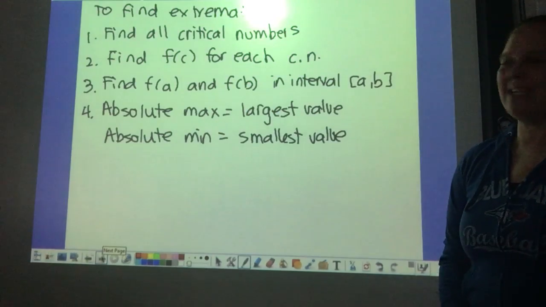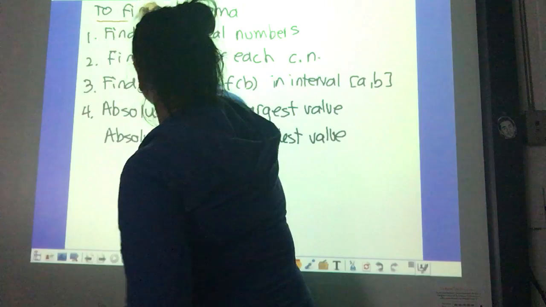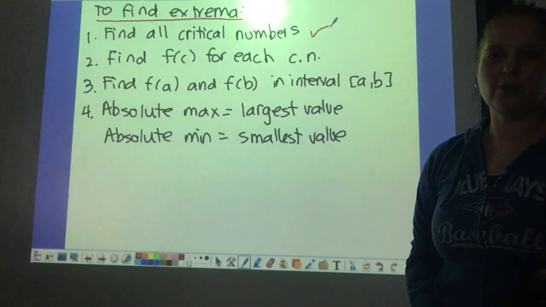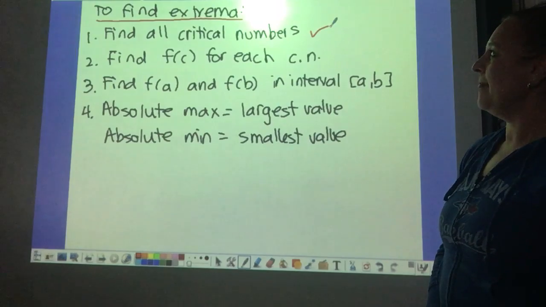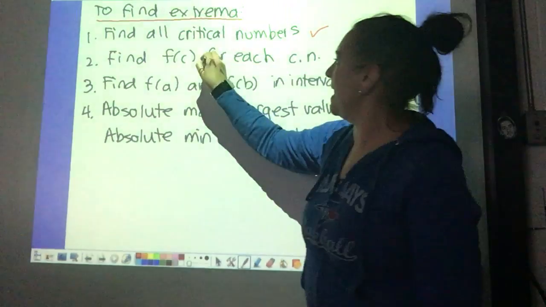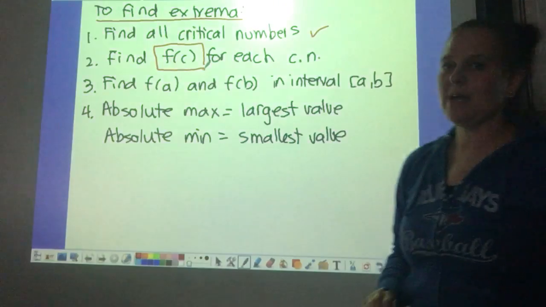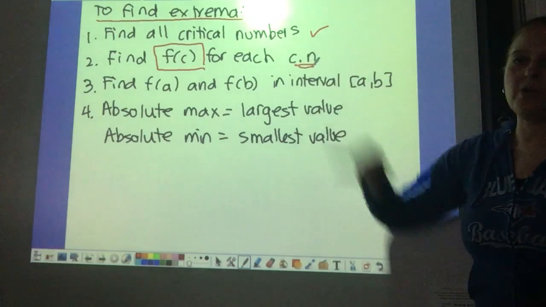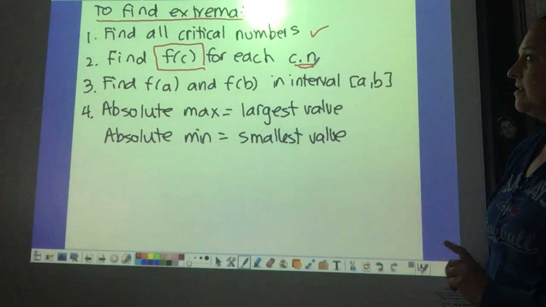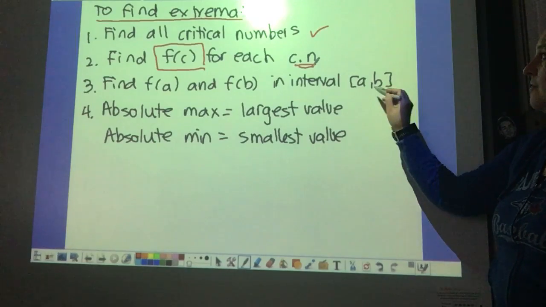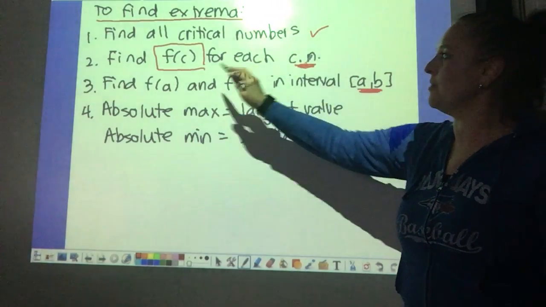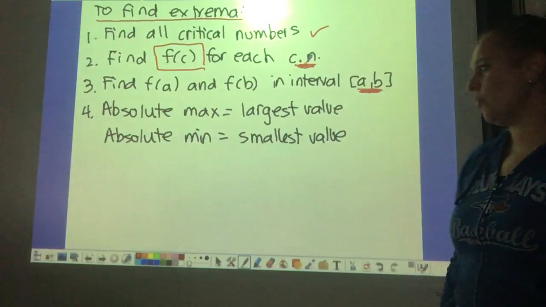Okay, we're almost ready for the example. So how do you find the extrema? Step number 1, find all critical numbers, which we learned how to do in part 1 of this lesson. Then once you have the critical numbers, you find f of c. Not f prime of c, f of c for each critical number. So you test each critical number in the original function, but it's not just the critical numbers, you also have to do the endpoints as well. So you test the endpoints and the critical numbers in the original, and then you look at their y values.